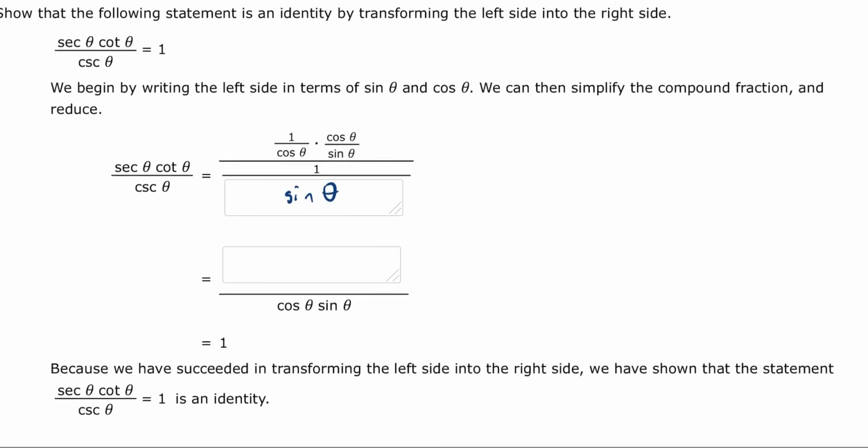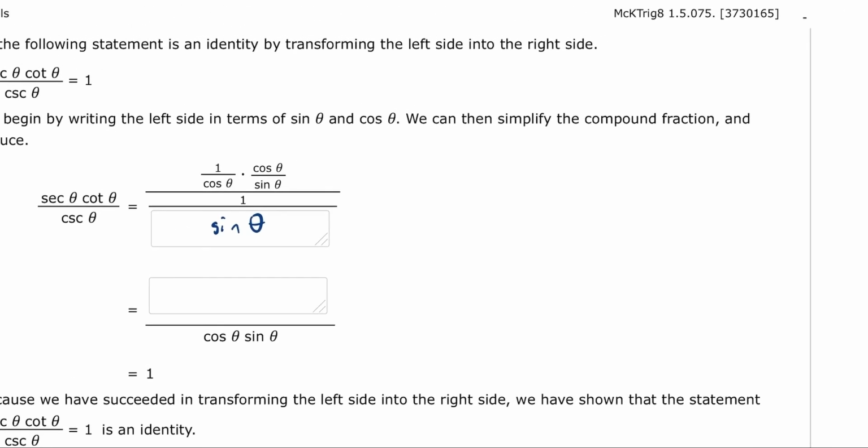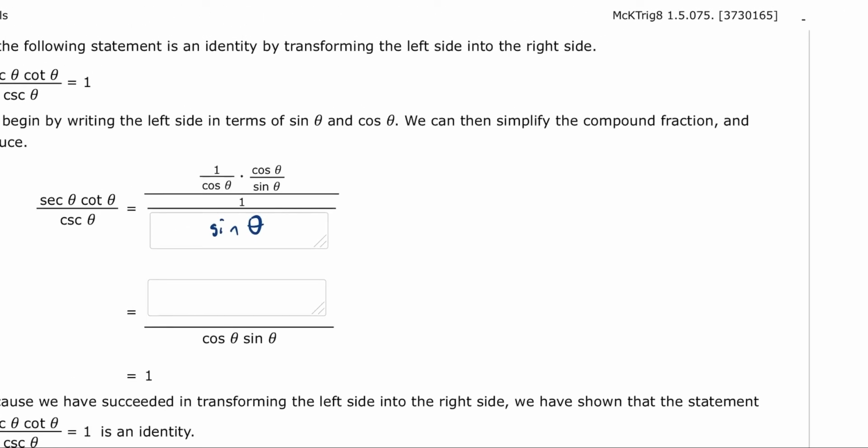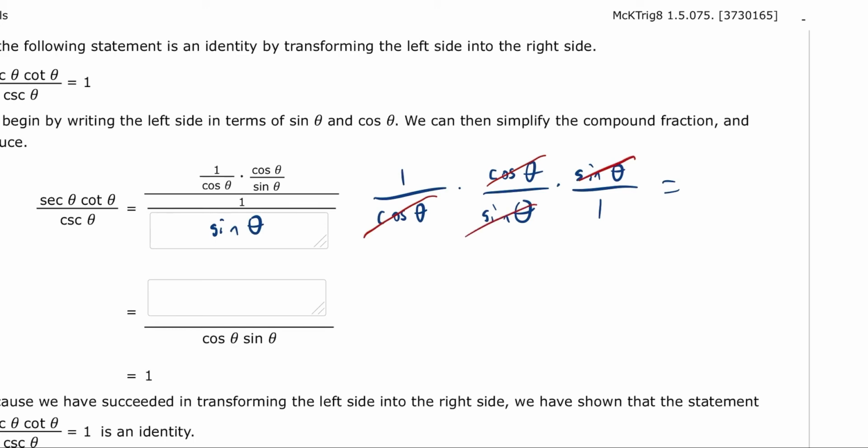All right, and now we are going to multiply by the reciprocal. So we got 1 over cosine theta times cosine theta over sine theta times the reciprocal of the denominator, which is sine theta over 1. A lot of simplifying happening here. It looks like we can simplify this and this, this and this, and the final outcome is just 1.